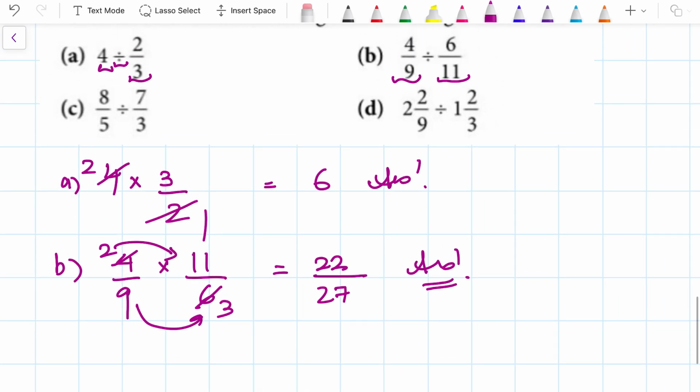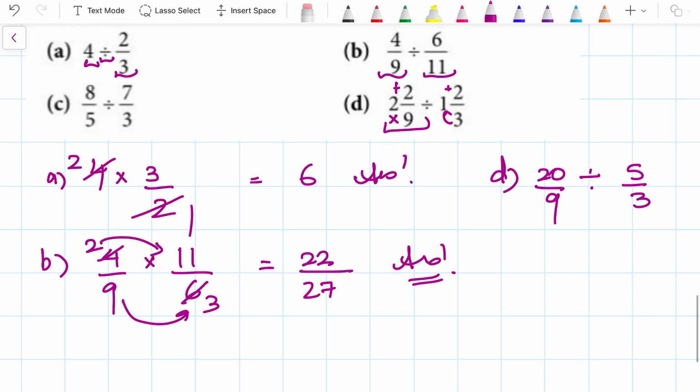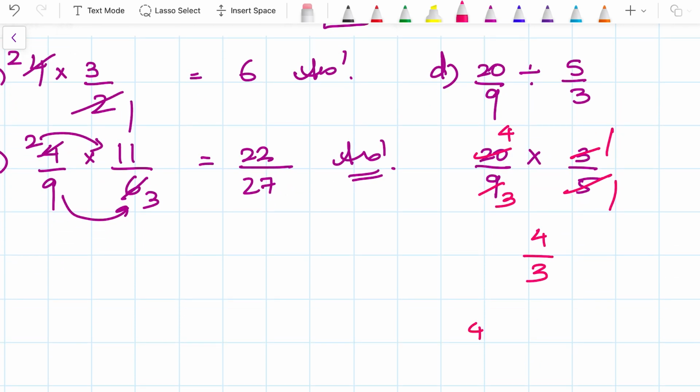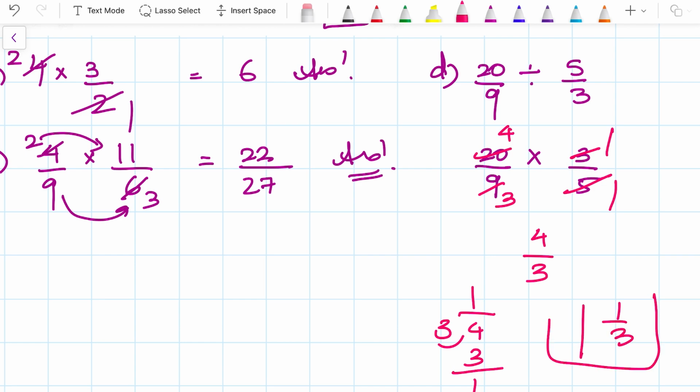Let's do part D. Part D, you have to first convert it into an improper fraction. 18 plus 2 is 20 upon 9. 3 into 1 is 3 plus 2 is 5 upon 3. 20 upon 9 multiplied by 3 upon 5. 3 times 1, 3 times 3. 5 times 1, 5 times 4. Now this cannot be simplified any further. So 4 upon 3 becomes 1 whole 1 upon 3 as my answer.